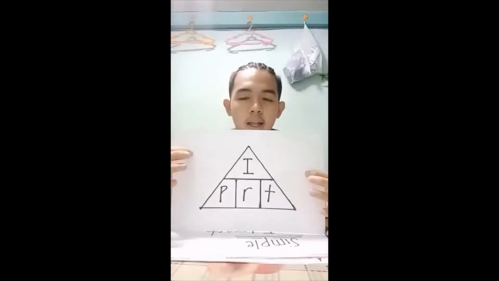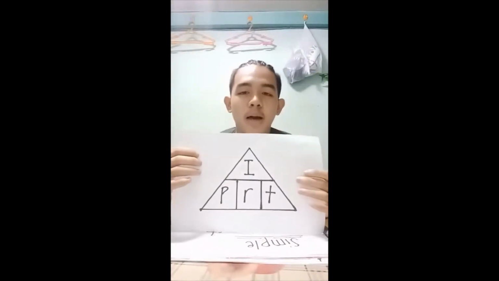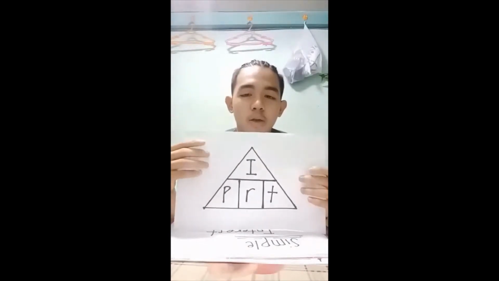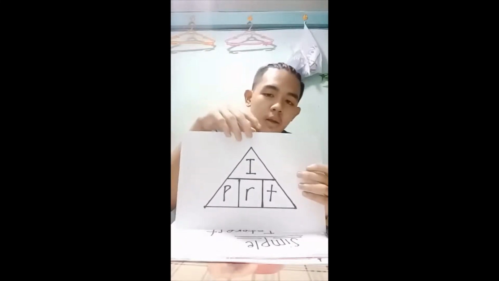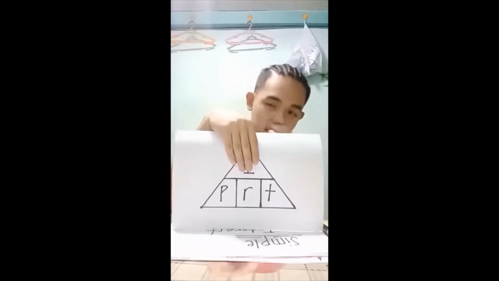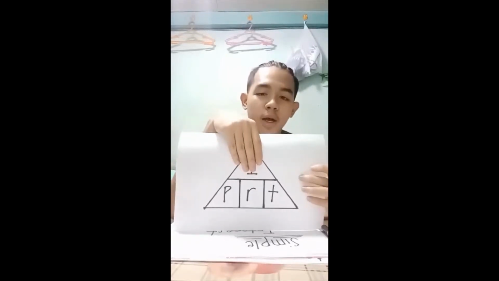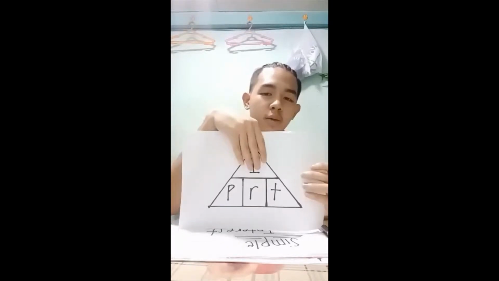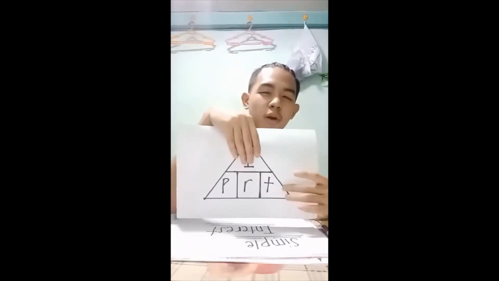This is the triangle of simple interest. For example, if the interest is missing, you just cover it with your hand, and there you get the formula: P times R times T.